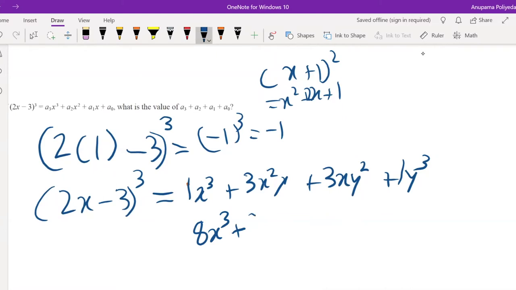And then, can anyone tell me what our second term would be? It would be 12, but I have to be careful about the signs, since y is negative 3, it's negative. Yeah, it would be -36x².